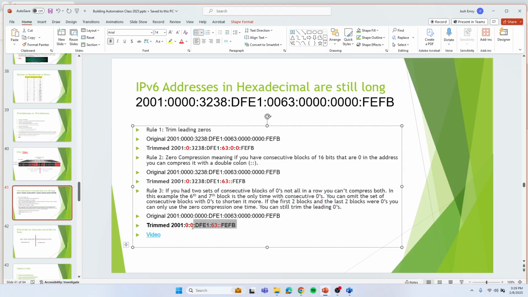But you can still see you can trim that address down to something like that instead of typing all this out.